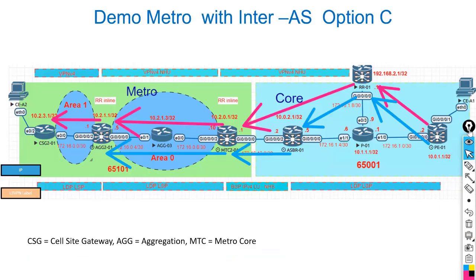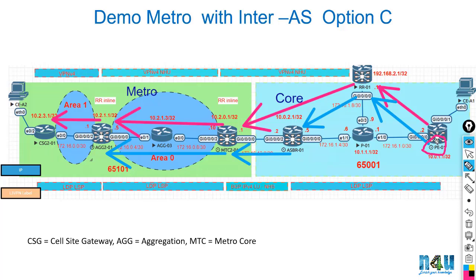So in our topology, let's see how the prefixes are advertised. There are two kinds of prefix, IPv4 and VPNv4. The VPNv4 prefix from the PE router we advertise to the RR router. The RR router will advertise to the metro core with the next hop unchanged. It means that the next hop is still the PE router. The metro core then advertises the VPNv4 prefix to its RR clients, which are the AGG routers. AGG then advertises to CSG.